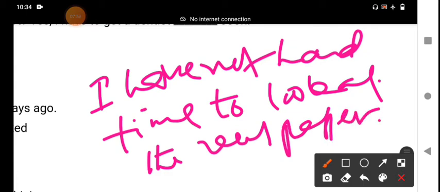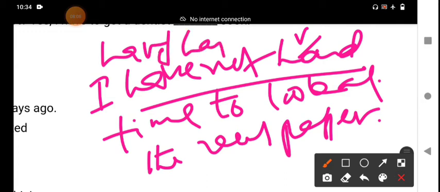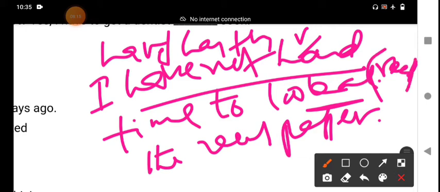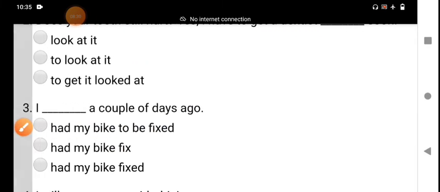I have not had. Here, had is a main verb, V3. Have or has plus V3 is present perfect tense. I have not had time to look at. To look at means here to read the newspaper. That is the meaning in this context. I have not had time to look at the newspaper. Look at means here read. In this context, look at means examine.